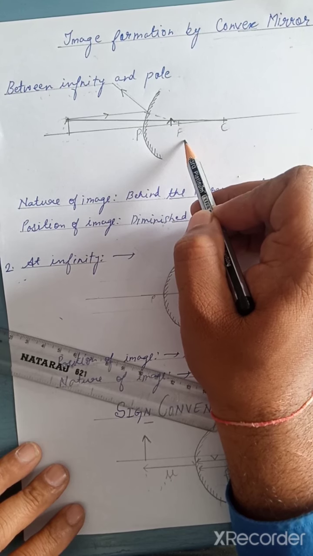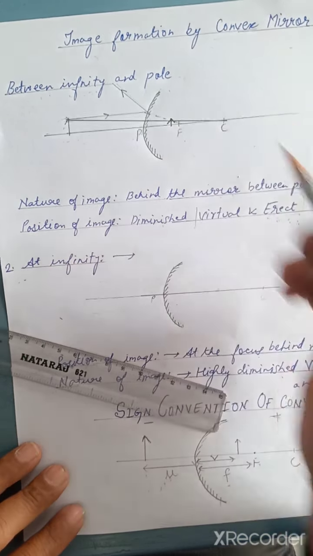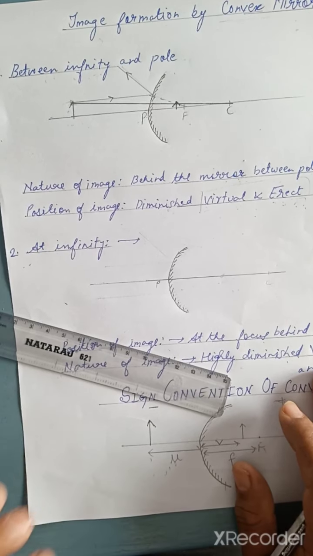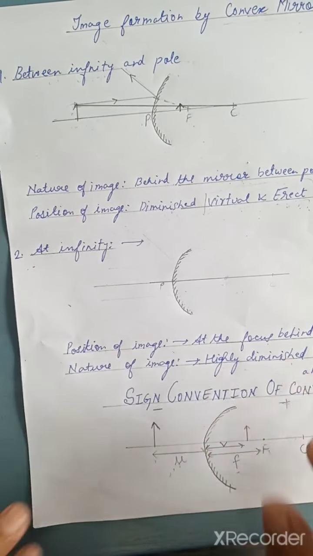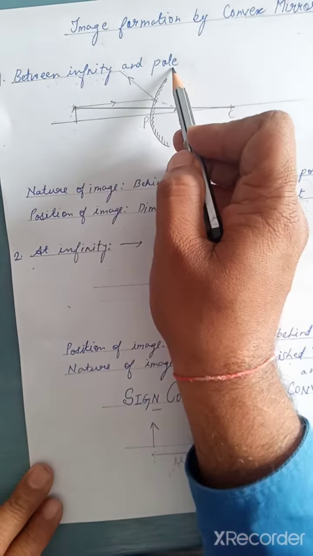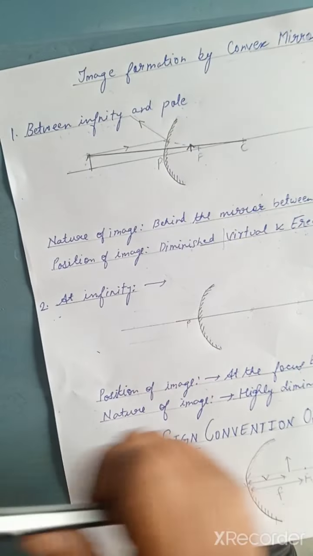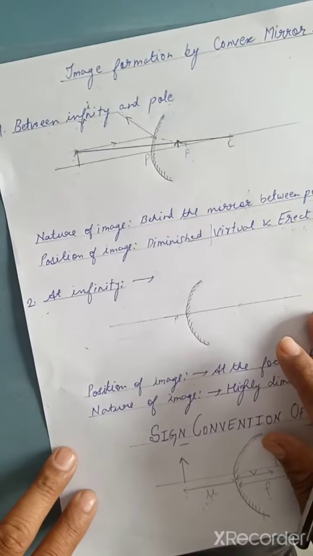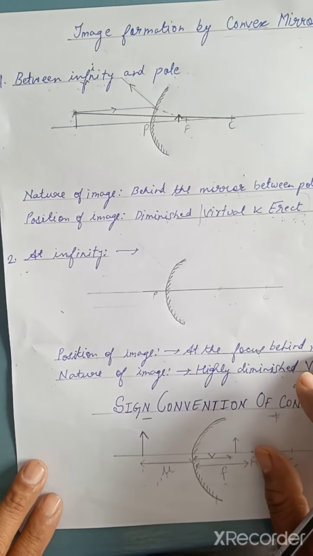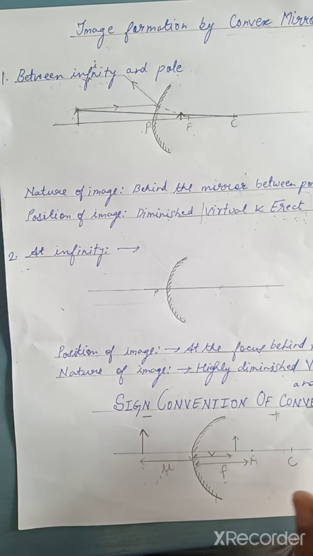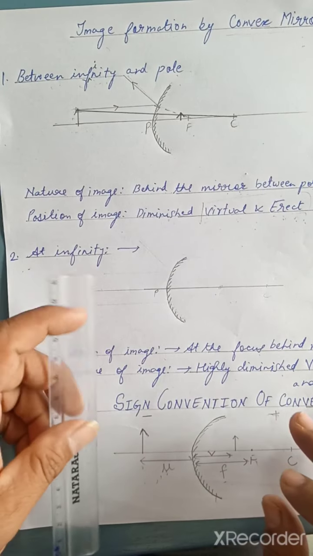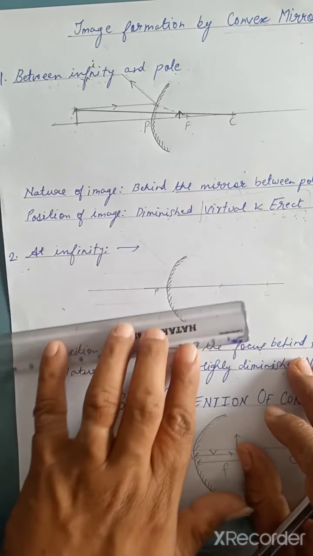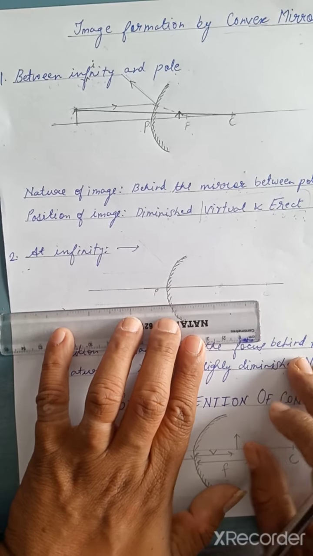In the concave mirror we studied that there were 6 conditions. But here only 2 image diagrams we have to study. The first is when the object is kept between infinity and the pole, and the second we are studying is when the object is kept at infinity. When the object is kept at infinity, the rays will be coming from infinity.